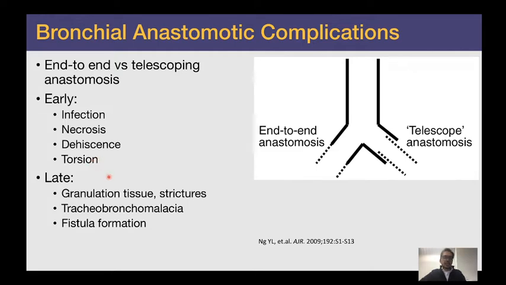And then late in the post-transplant course, it's going to be granulation tissue with strictures, and then tracheobronchomalacia and fistula formation. Okay, and usually these are done end to end. Telescoping was sort of in fashion for a while, and then now it's not in fashion as much anymore, because telescoping has been associated with a little bit increased stenosis rates, but you might see either one of these, okay?